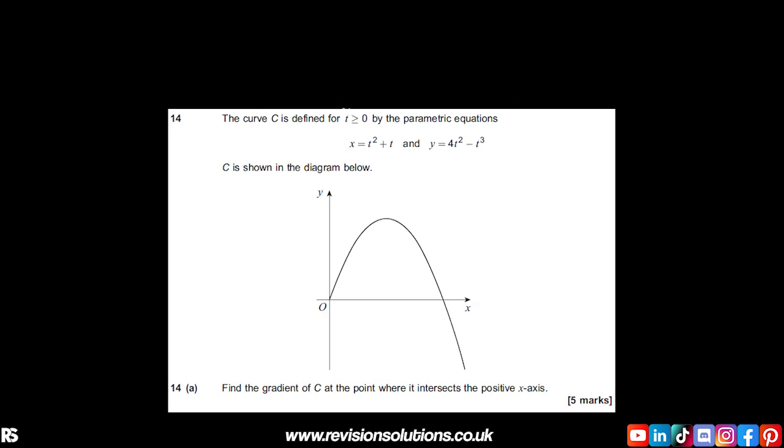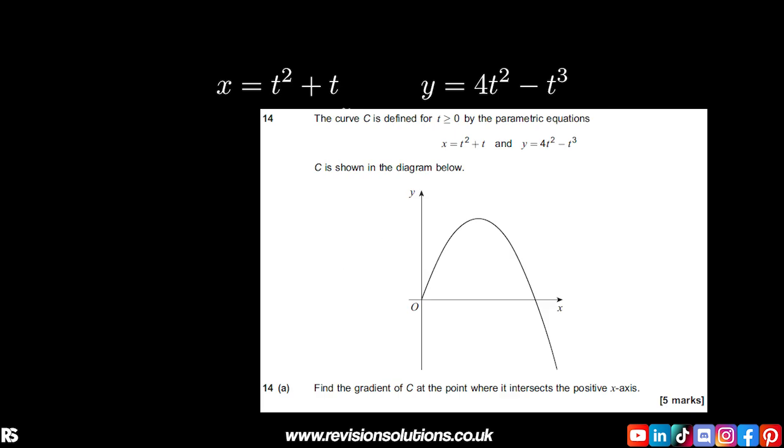Question 14a states the curve C is defined for t greater than or equal to 0 by the parametric equations x equals t squared plus t and y equals 4t squared minus t cubed. Find the gradient of C at the point where it intersects the positive x-axis.